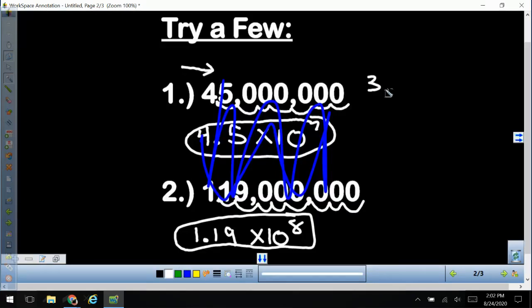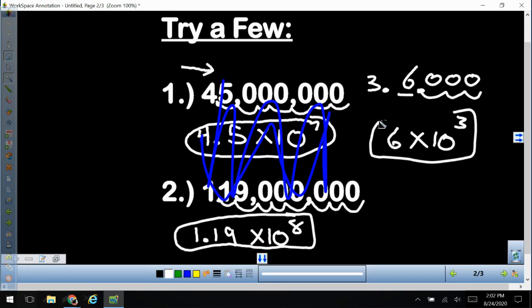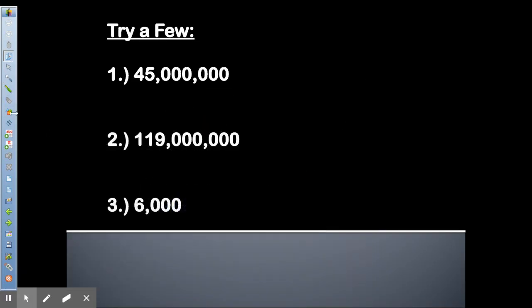The third example on this page was 6,000. So we're going to put our decimal behind the first number greater than 0, which is the 6. So now I'm left with 6. I don't need to write anything after that decimal because they're all zeros. So this one's going to be 6 times 10 to the 3rd power. Moving on.